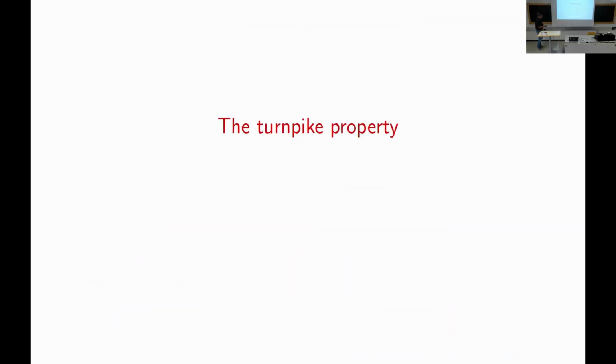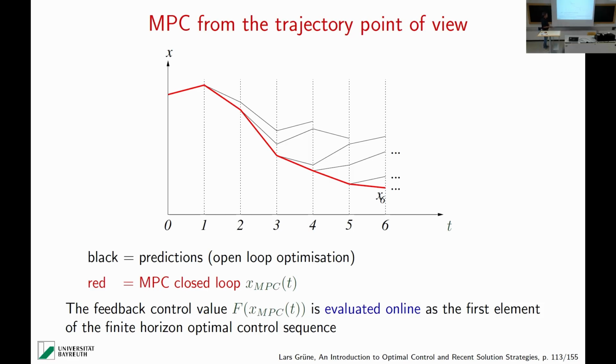And the question is now, how does that work? In principle, there's absolutely no reason why plugging together the first elements of finite horizon optimal control sequences should give us something good, good in the sense of a performance criterion. So when can this be good? I guess a necessary condition is that if we have a sufficiently long horizon, the solution must be somehow similar to the infinite horizon solution. If the finite horizon and the infinite horizon solutions were completely different, you can't expect that this works.